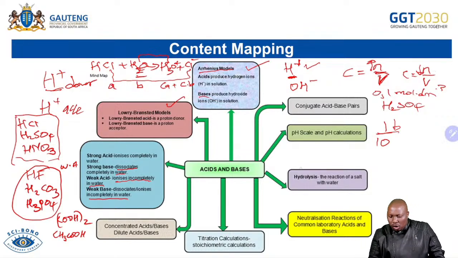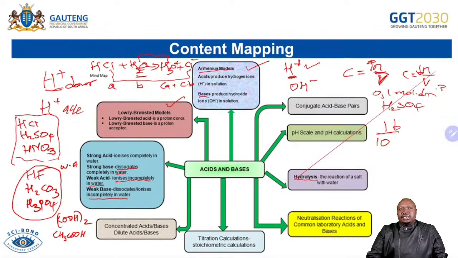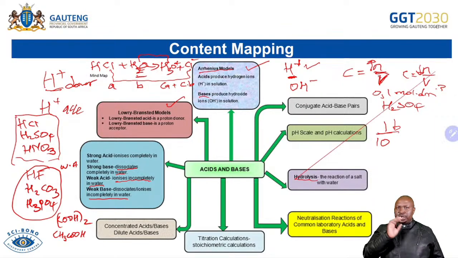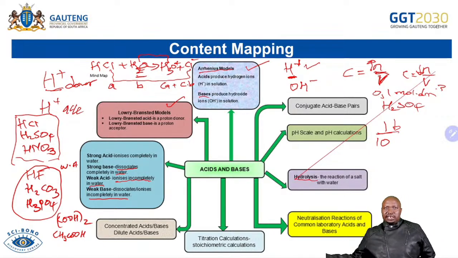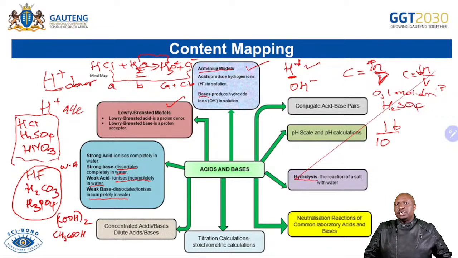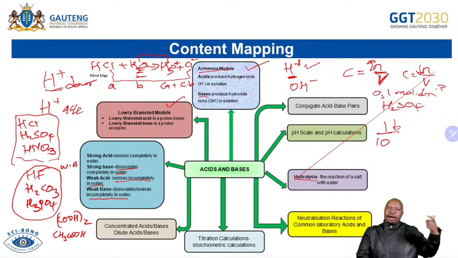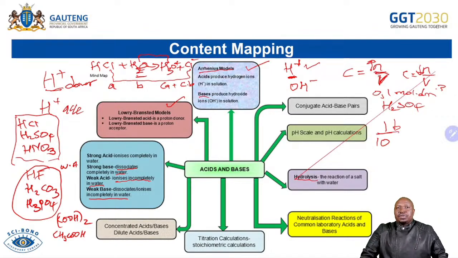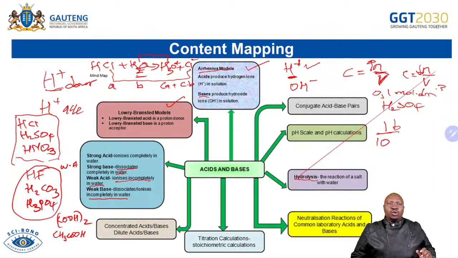Now, the process called hydrolysis. Hydrolysis is the reaction of a salt with water. So you'll be given a salt. When you react it with water, if it undergoes hydrolysis, we're expecting the pH to change. We're expecting that it will either become acidic or basic.